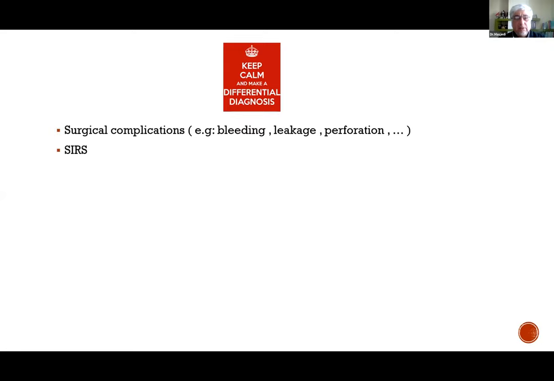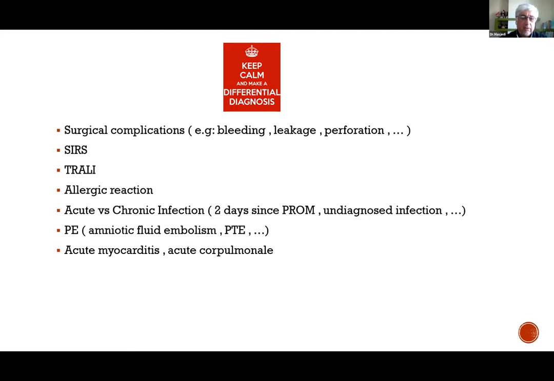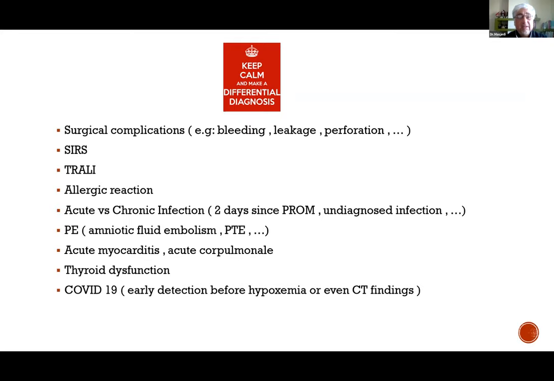Okay. First of all, it may be a surgical complication. It may be the result of systemic inflammatory response syndrome, transfusion-related acute lung injury, allergic reaction, acute versus chronic infection. It may be because of pulmonary embolism, maybe amniotic fluid embolism or pulmonary thromboembolism, acute myocarditis, thyroid dysfunction. It may be a presentation of COVID-19 in the earlier stages, and maybe primarily a volume overload improved over time.